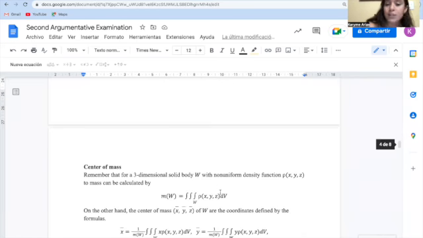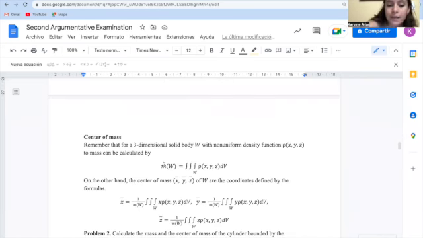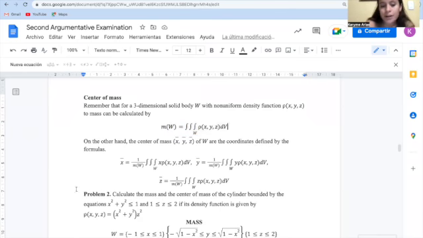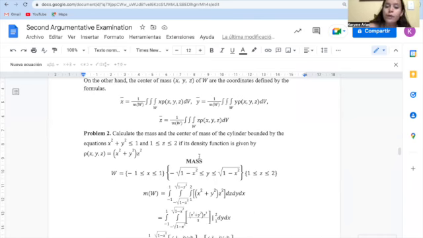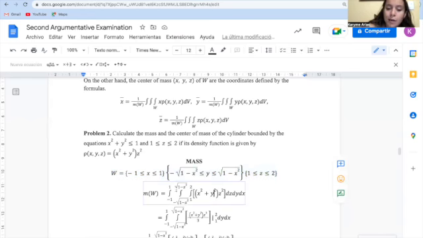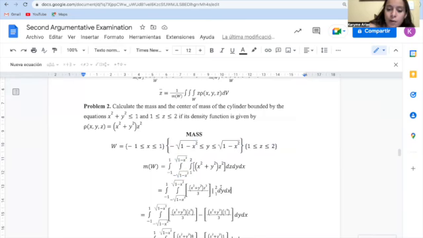Then we have the center of mass, and here they are giving us a formula. They are telling us that we have to calculate the mass and the center of mass of the cylinder bounded by the equation, and they are giving us the equation. If its density function is given by, and they are giving us the density function. So first of all, we have to calculate the mass. As in the first exercise, we have to know the limits, and we have to substitute in x, y, and z. So first of all, we integrate with z.